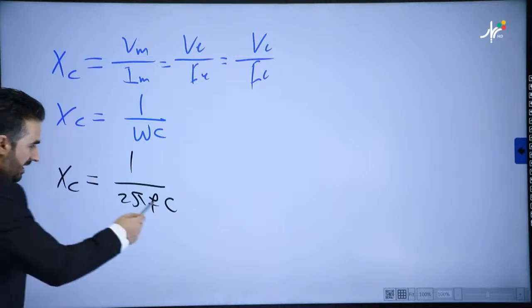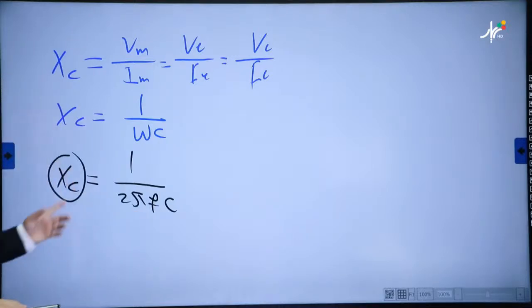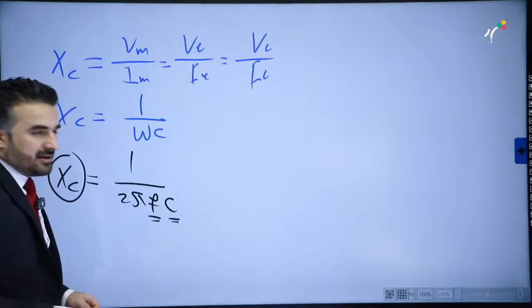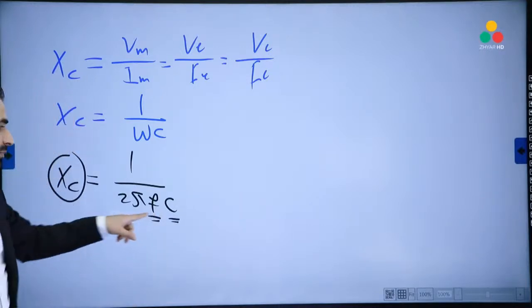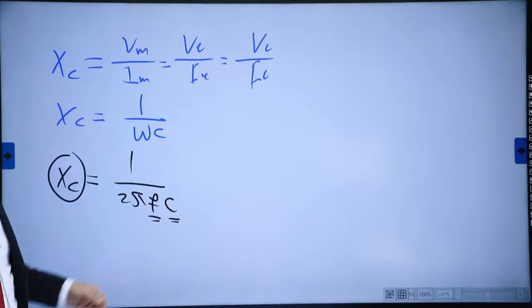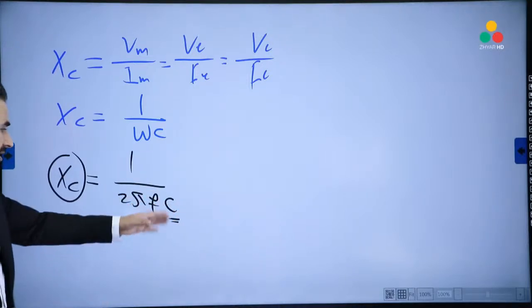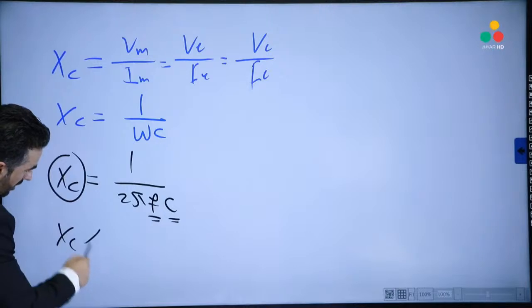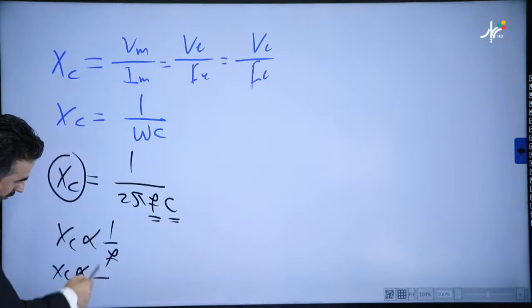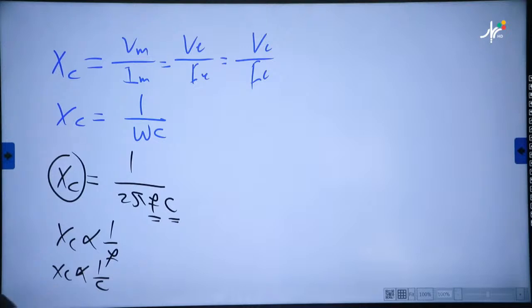So of course you can see that if I ask you what capacitive impedance depends on, it depends on the frequency, and it also depends on the capacitance of the capacitor. But remember, it is inversely proportional to each one of these two. So let's write it this way as well: it is inversely proportional to the frequency, and it is also inversely proportional to the capacitance of the capacitor. Okay, so remember these values, and this is how we're going to find it.